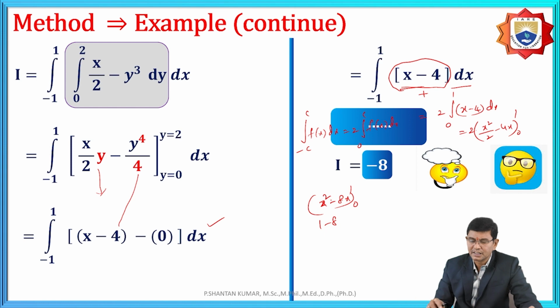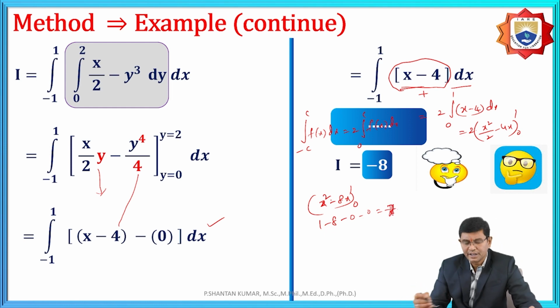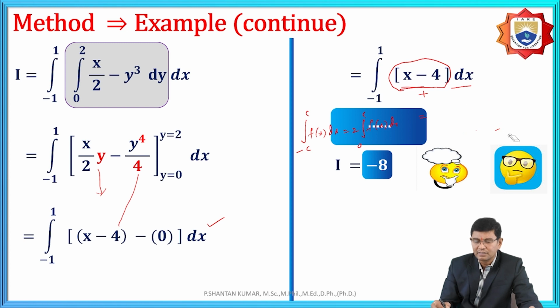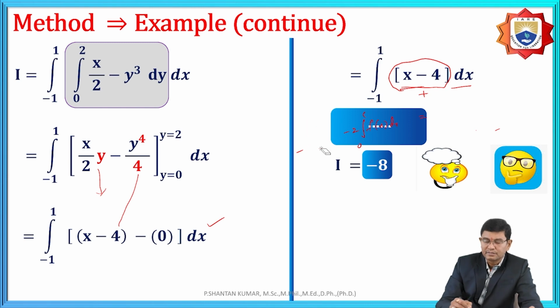Integration of x square by 2 minus 4x. Sorry, it is minus 7. But okay, anyhow, we need to check based upon this property only. The problem is whenever the function is, sorry, the function is not even. Whenever the function is even, it is the formula. But here the function is an odd function.